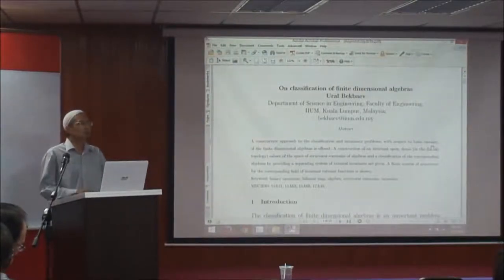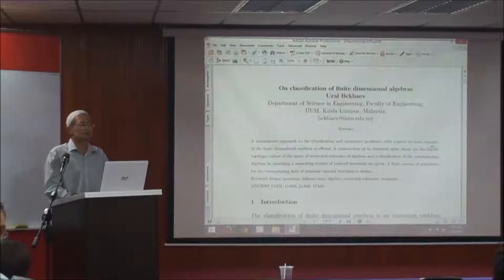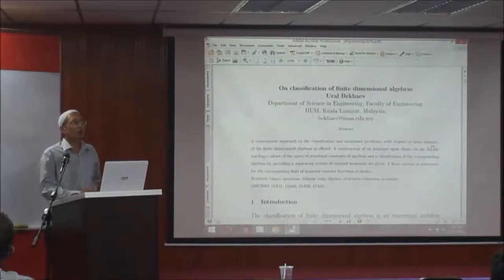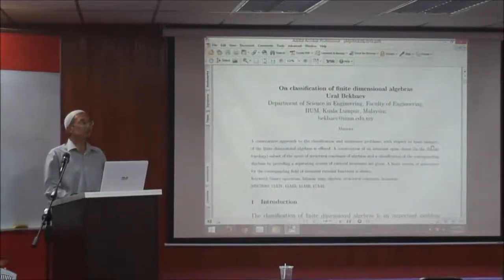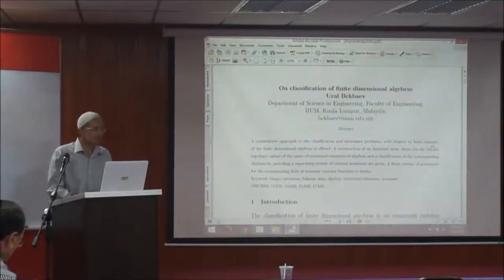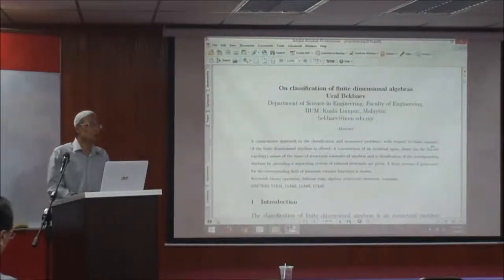For example, classification of finite dimensional simple associative algebras. Or, for example, simple or semi-simple Lie algebras. Or some algebras of Marx, etc.